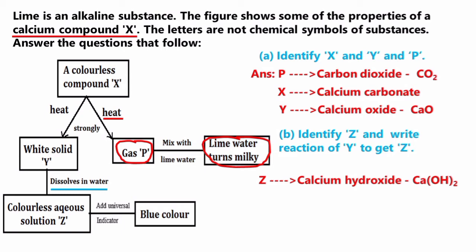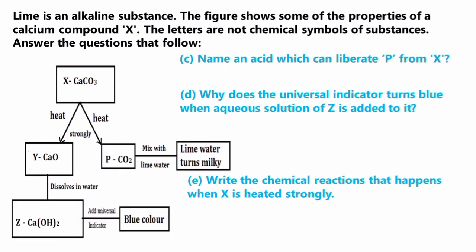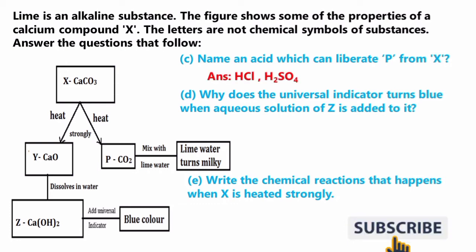So your second question is identify Z and write the reaction of Y to get Z. So Z is calcium hydroxide and the reaction is CaO plus H2O gives Ca(OH)2. Question C. Name an acid which can liberate P from X. So we have already understood X is calcium carbonate, P is carbon dioxide. So if carbon dioxide has to be liberated from calcium carbonate, it can react with any one of the acids, hydrochloric acid or sulfuric acid. So you can write any one of these as the answer.